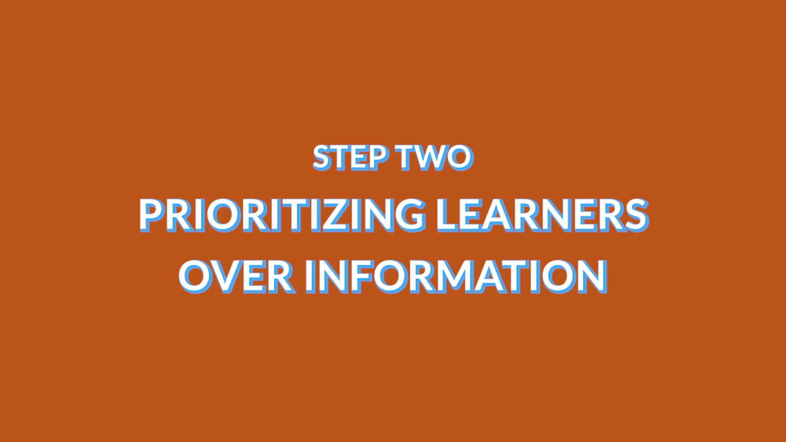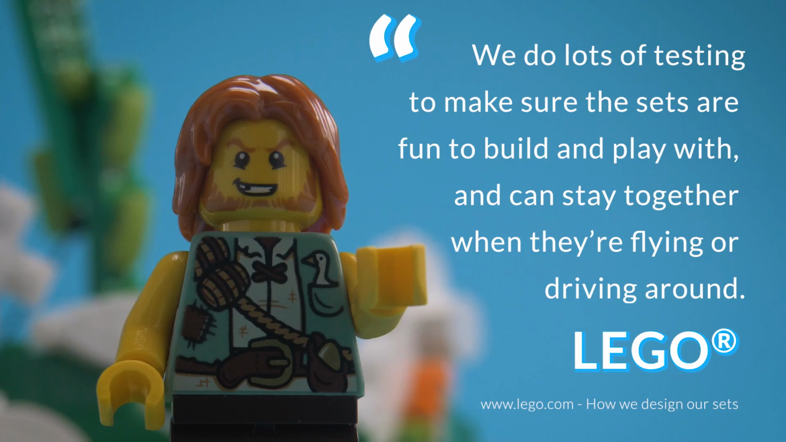Step 2, prioritizing learners over information. So when you're considering what you want to accomplish, naturally you're thinking about who you want to impact, your audience. Now let's look back at Lego again. We do lots of testing to make sure the sets are fun to build and play with and can stay together when they're flying and driving around. Everything Lego does orbits around their end user, their audience, children.